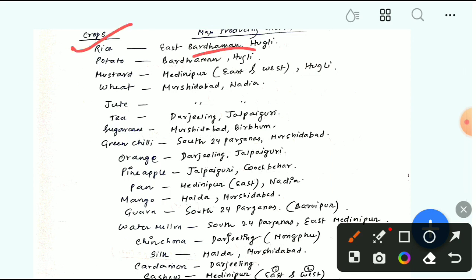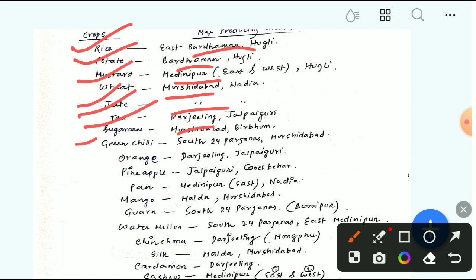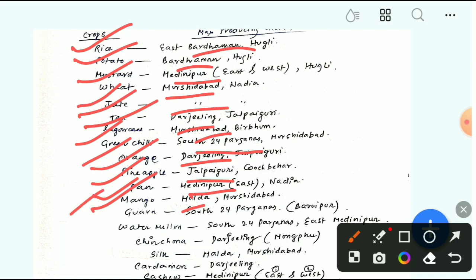Rice, East Bardhaman. Potato, Bardhaman. Mustard, Medinipur. Wheat, Murshidabad. Jute, Murshidabad. Tea, Darjeeling. Sugarcane, Murshidabad. Green chili, South চব্বিশ পরগনা. Orange, Darjeeling. Pineapple, Jalpaiguri. Pan, Medinipur. Mango, Malda, this you know.